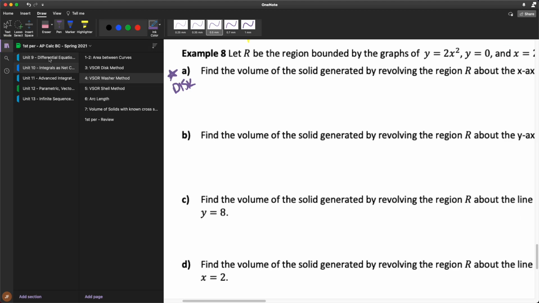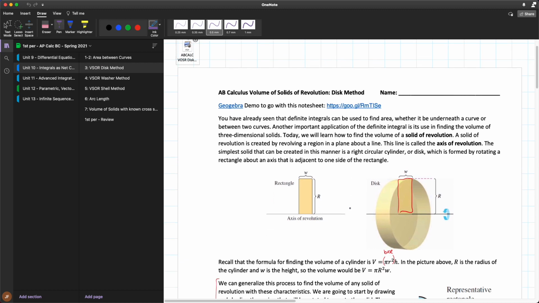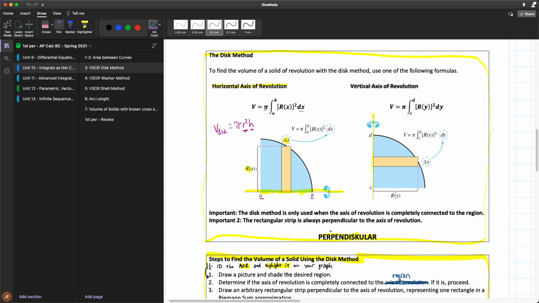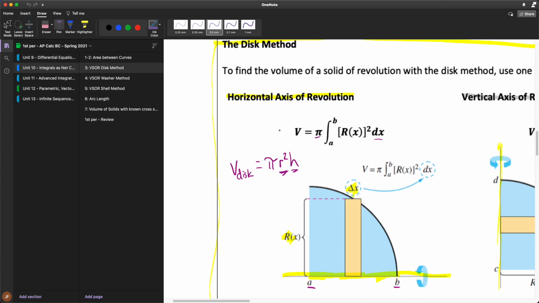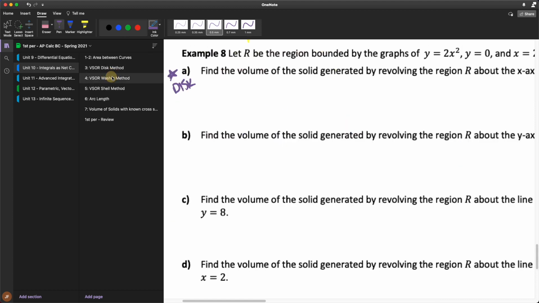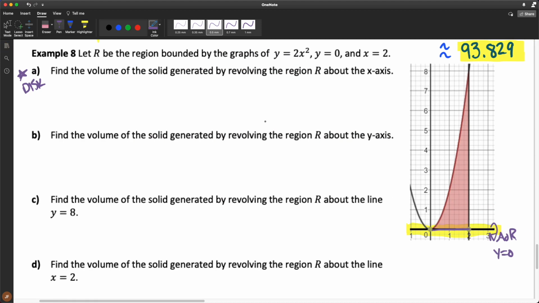Do you guys remember the disk method? The challenging part going forward is number 1, determining which method to use on these problems, and number 2, making sure you're associating the right formula with each one. For this one, it's the same as our washer method, but notice we're not cutting out the inner region. So it's just big R squared, or just that outside height squared, inside of our integral.